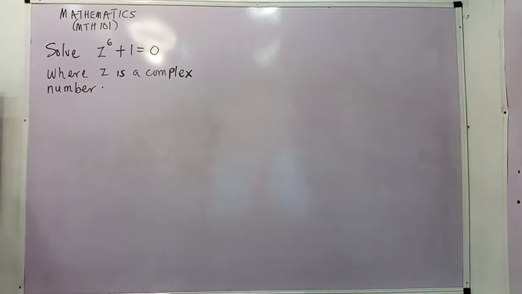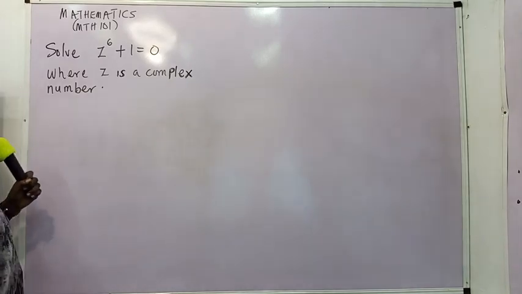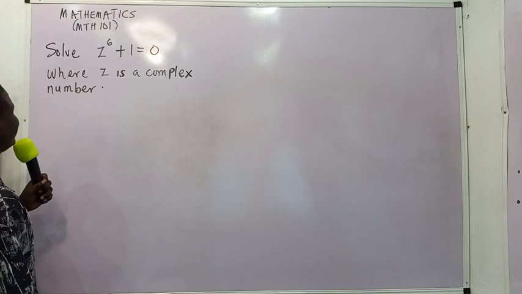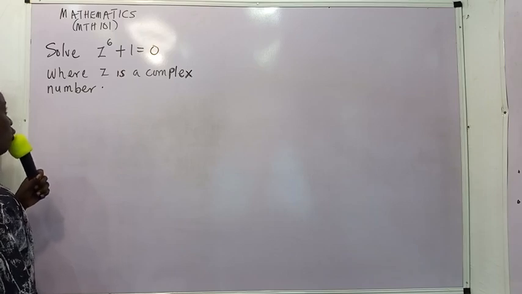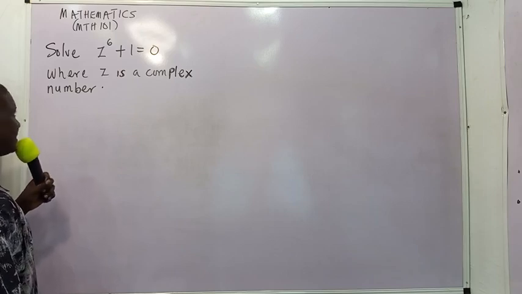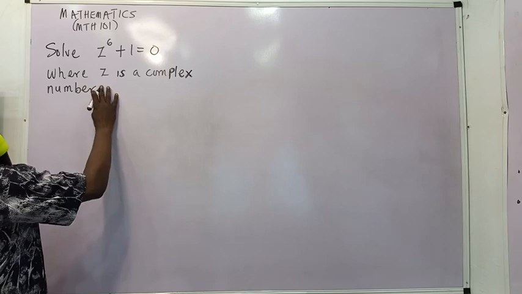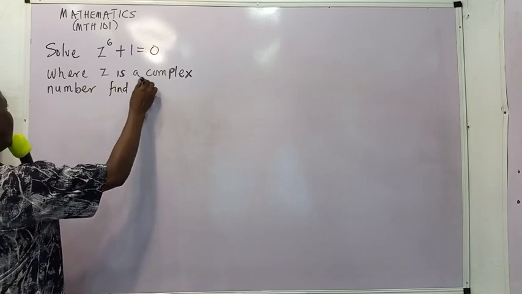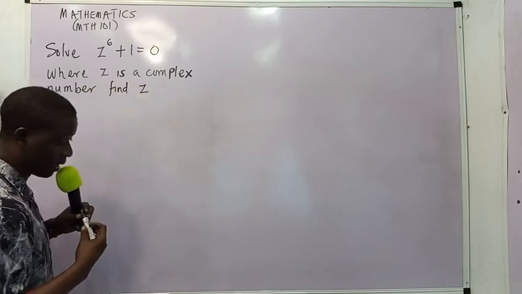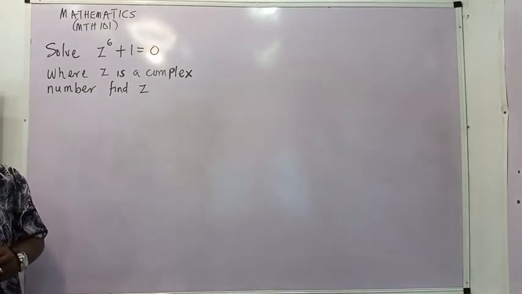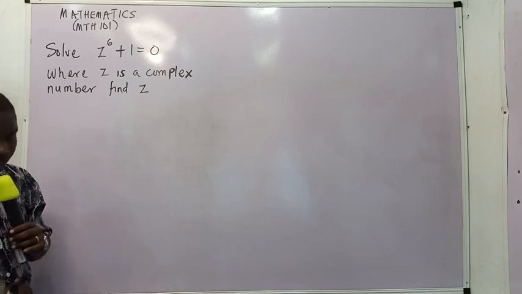They want to solve this complex number and I want us to play with it. They say z to the power 6 plus 1 equals 0, where z is a complex number. Find z. Now for us to look for z, we have to be very careful.